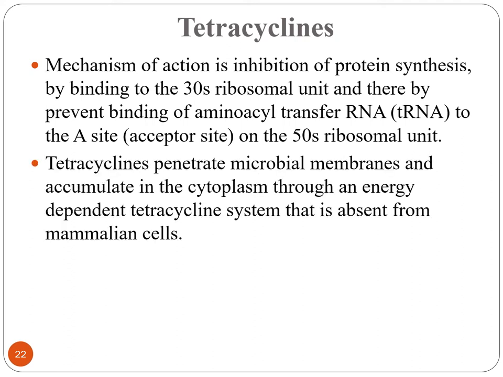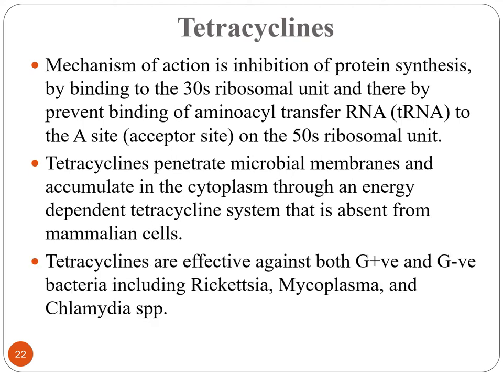Tetracyclines penetrate microbial membranes and accumulate in the cytoplasm through an energy dependent transport system that is absent from mammalian cells. So they don't affect the mammalian cells. They only accumulate in the microbial cells, in the bacteria, and thereby prevent bacterial protein synthesis. Tetracyclines are effective against both gram positive and gram negative bacteria, including rickettsia, mycoplasma and chlamydia species.